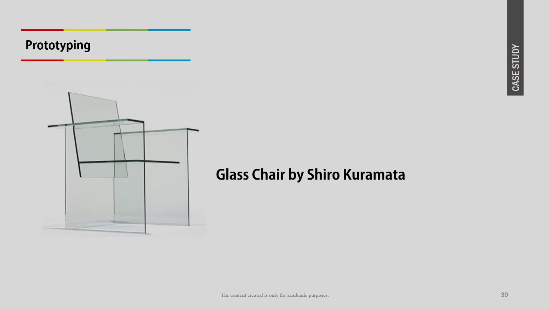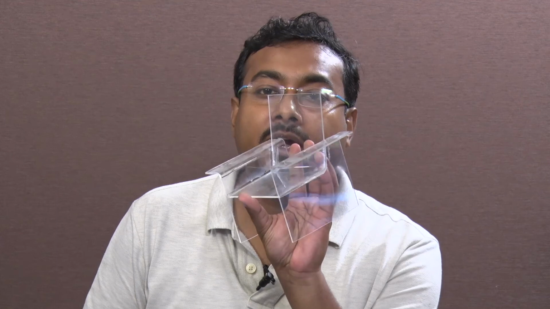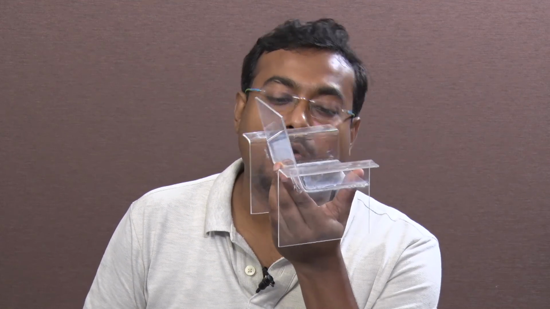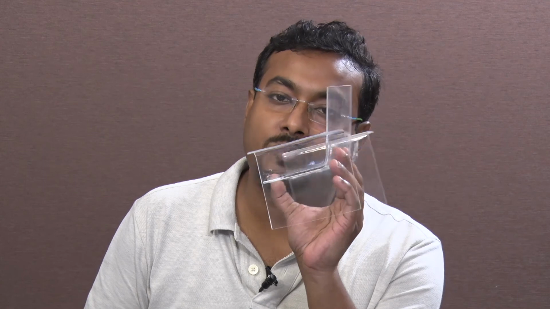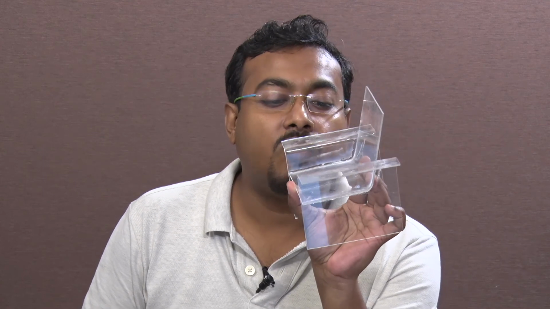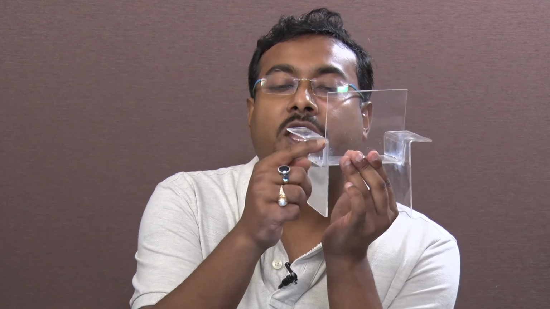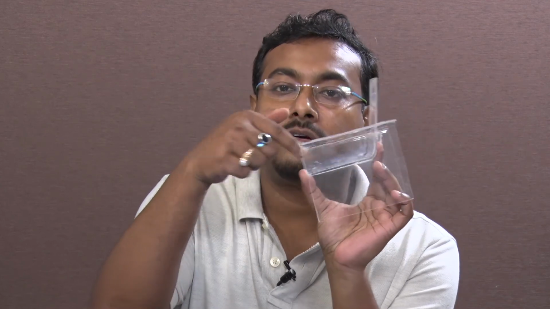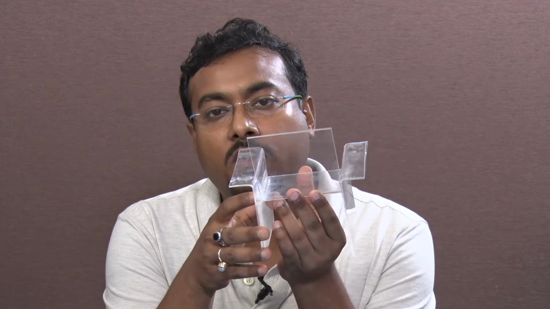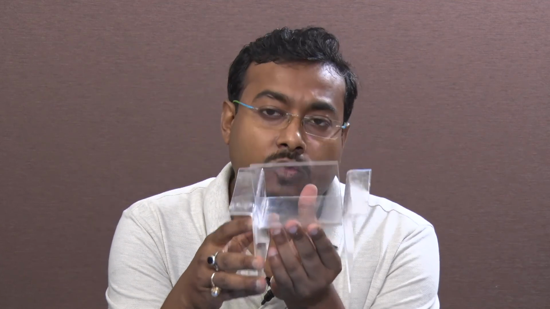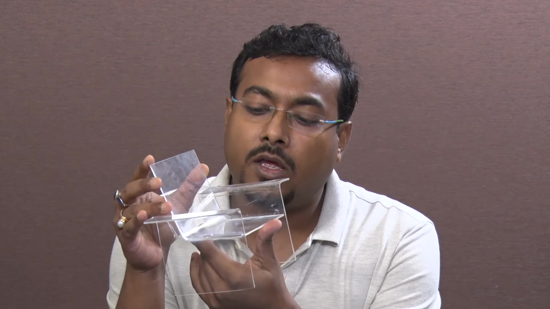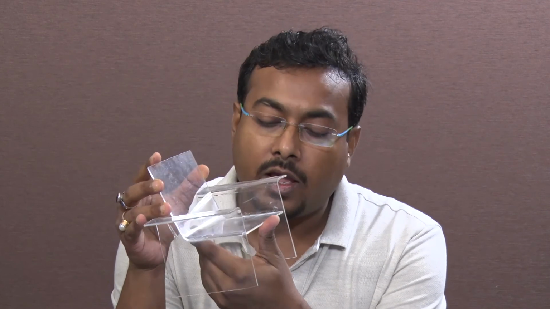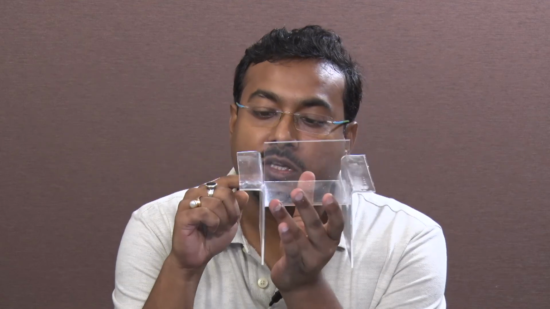Next is the glass chair by Shiro Kuramata. As I have discussed, acrylic can be used as an alternative material to glass. So we have used acrylic to give this kind of form. Acrylic is also plastic, so we can give this kind of bent and any other organic form on acrylic. We can use acrylic in vacuum forming also. In this particular case we used a hot gun and gave these bends.